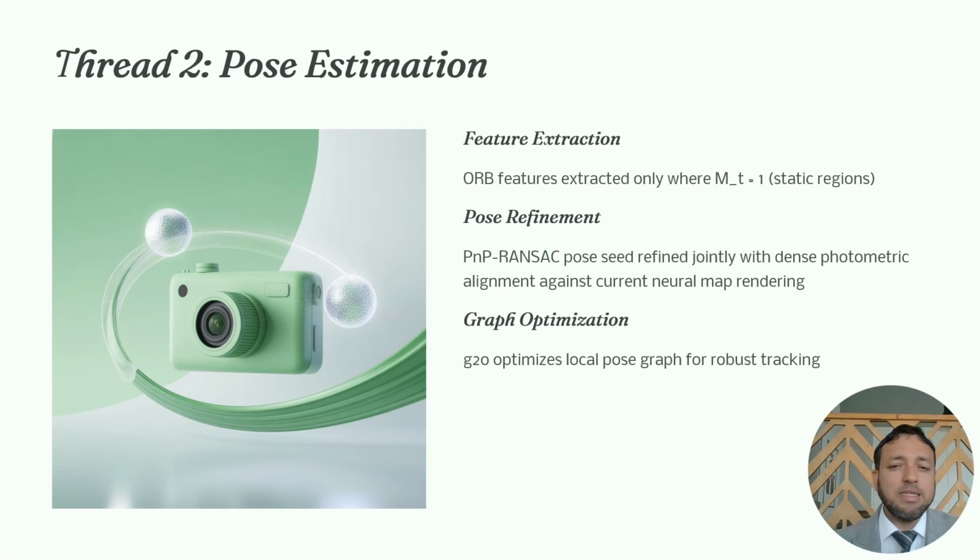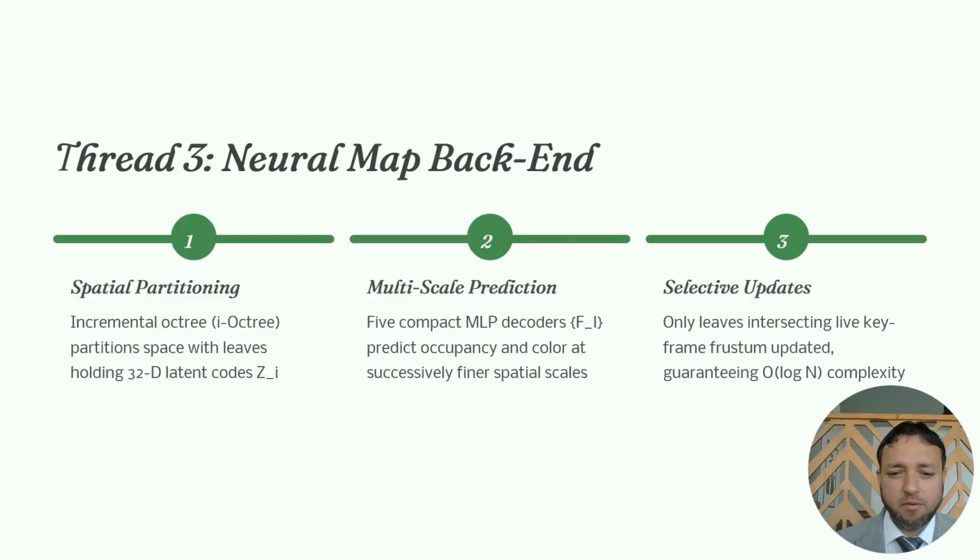The PnP RANSAC seed is refined via direct photometric alignment against our current neural map rendering, while g2o optimizes the local pose graph. Now, space is partitioned by an incremental octree. Leaf nodes store 32D latent codes. Five compact MLP decoders predict occupancy and color at progressively finer scales.